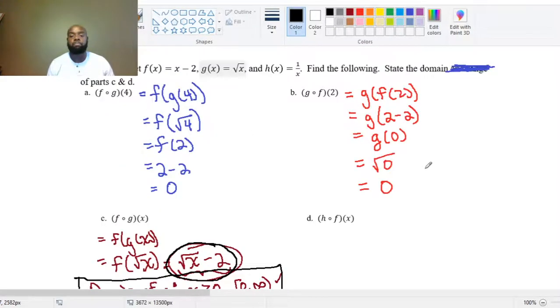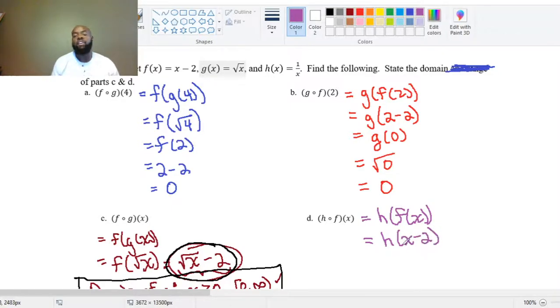Let's go to part D. Here we have h of f of x, right? And so my function h was 1 over x up there. We hadn't looked at that one yet. But I'm going to take my x minus 2, which is my expression for f, and everywhere I see an x in my function h, I'm going to put x minus 2. So I'm going to get 1 over x minus 2.